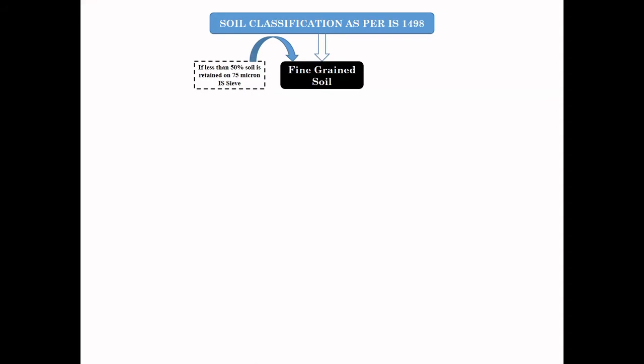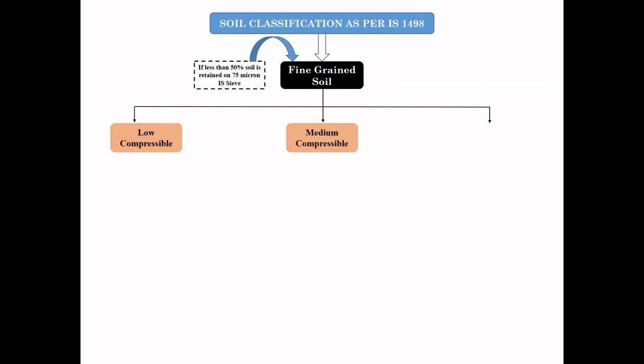As per IS 1498, a soil is said to be fine grained soil if less than 50% of the soil is retained on the 75 micron IS sieve. If the soil is identified as fine grained soil, it can be further divided into three groups, namely low compressible fine grained soil, medium compressible fine grained soil, and highly compressible fine grained soil.